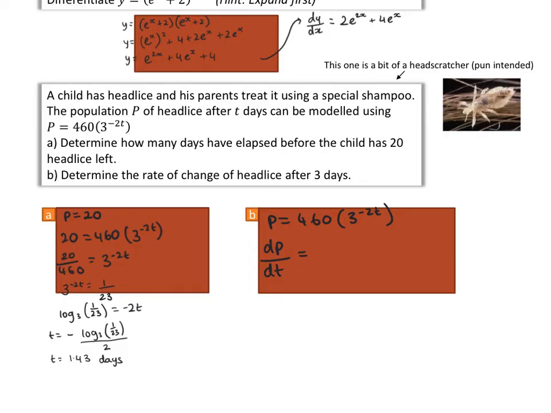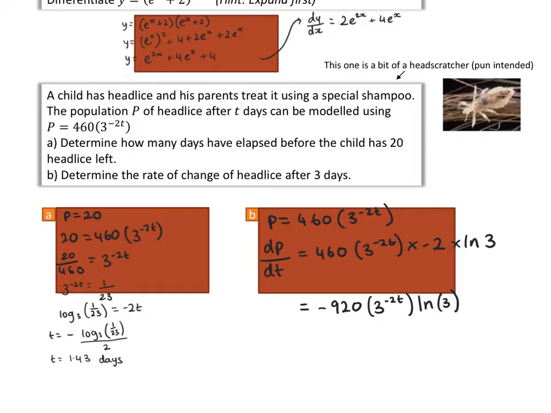So I'm going to write it out. 460, 3 to the minus 2t. We multiply that by the differential of minus 2t, which is minus 2, and multiply that by the ln of what the base is. In this case, our base is 3, times ln 3. So minus 2 times 460 is minus 920, 3 to the power of minus 2t, ln 3. This is my rate of change.